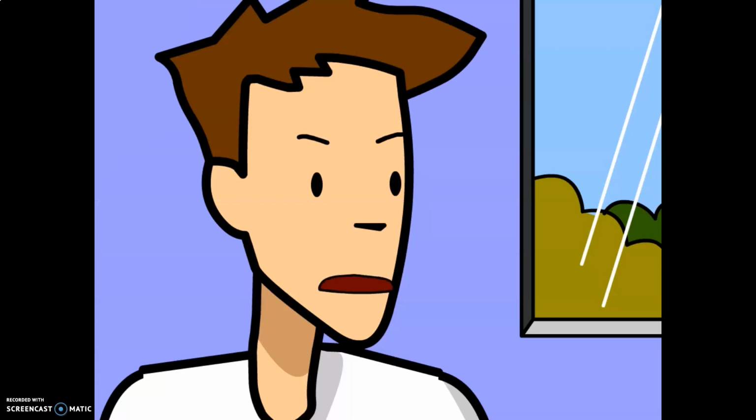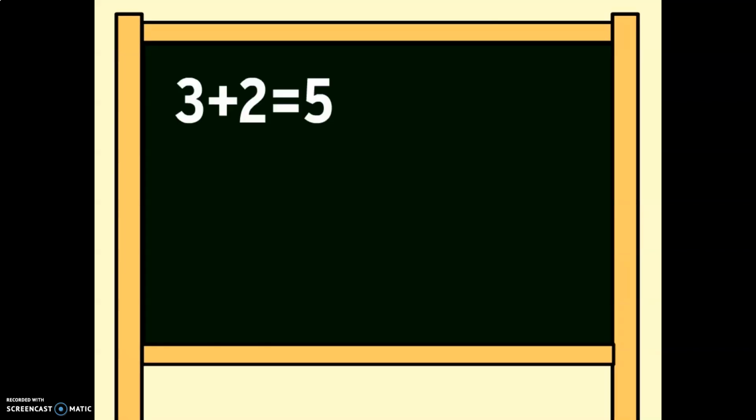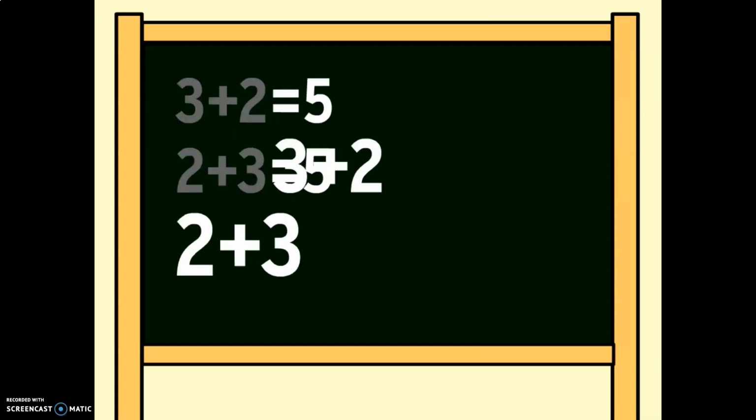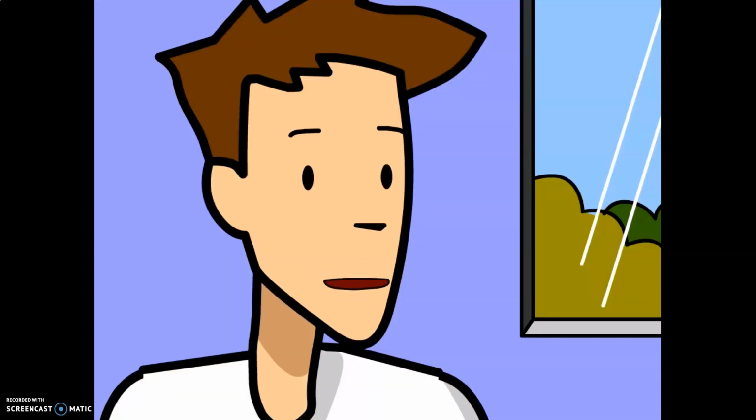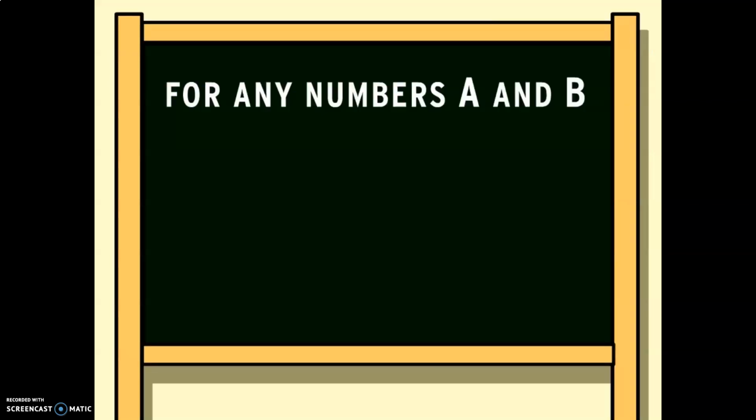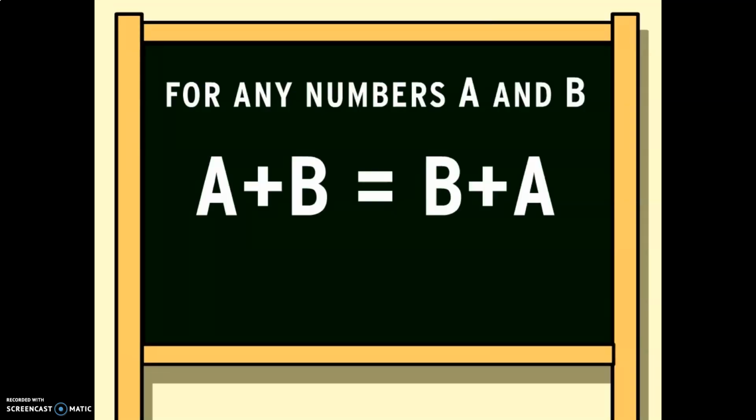What do you mean this is baby stuff? You're the one having a tea party. Besides, I'm trying to make a point. If 3 plus 2 equals 5, and 2 plus 3 also equals 5, then 2 plus 3 must equal 3 plus 2. The order of the numbers doesn't change the sum. That's the commutative property of addition. For any numbers A and B, A plus B equals B plus A.